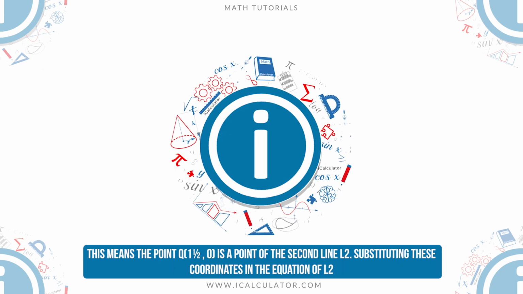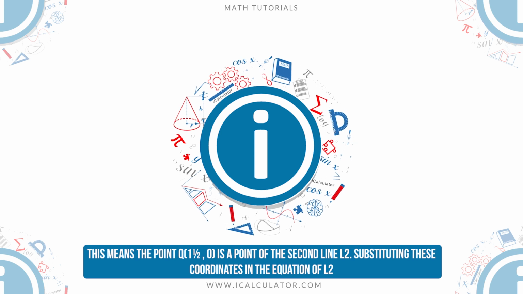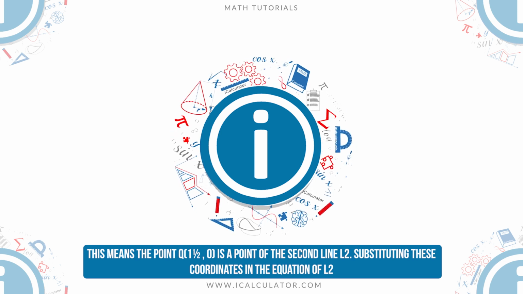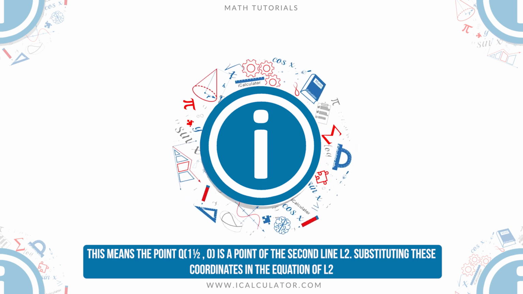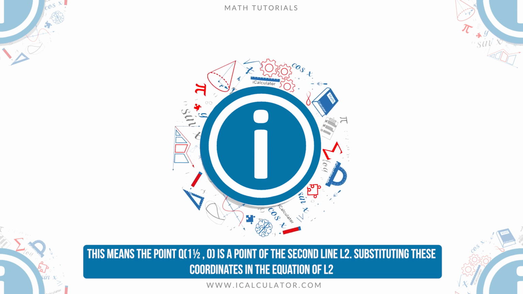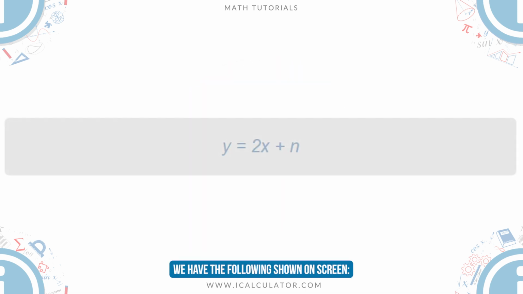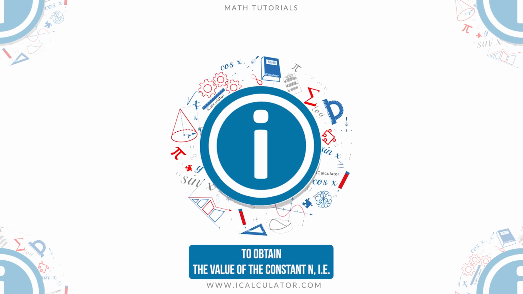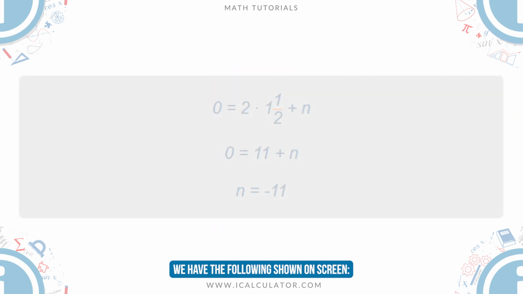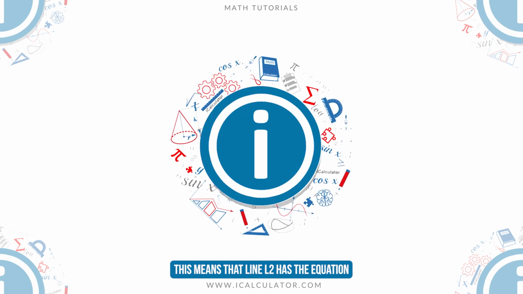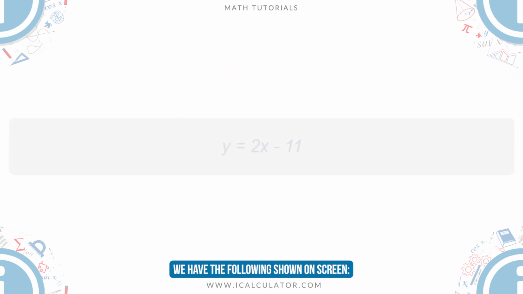This means the point Q, 11/2, 0, is a point of the second line L2. Substituting these coordinates in the equation of L2, we have the following shown on screen. To obtain the value of the constant n, we have the following shown on screen. This means that line L2 has the equation. We have the following shown on screen.